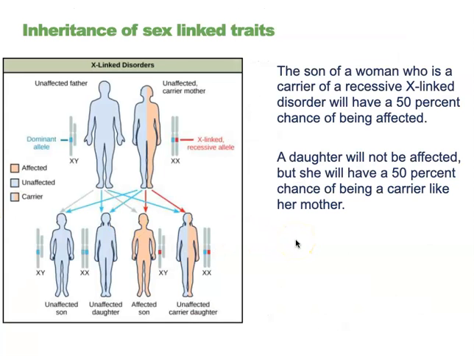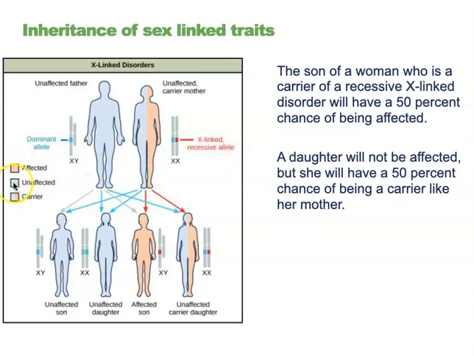How this works in, say, humans. Everybody worries about this sort of stuff, and every textbook explains it poorly. This is one at least decent explanation where they're using numbers that everybody can wrap their brain around. A son of a woman who is a carrier of a recessive X-linked disorder will have a 50% chance of being affected. Now, pay attention to that sentence. The son of a woman who is a carrier of a recessive X-linked disorder, which means the likelihood of actually getting it isn't all that high. However, a daughter will not be affected, but she will have a 50% chance of being a carrier like her mother. So how does this actually happen?